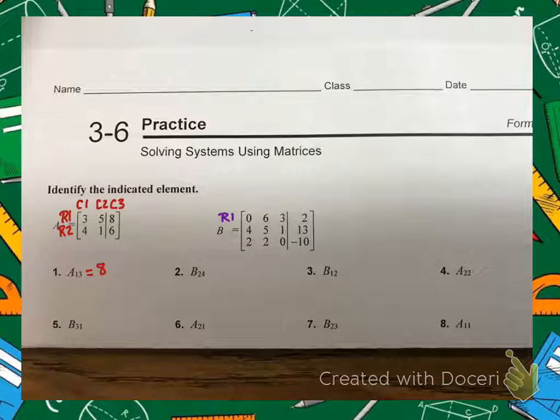Okay, the second one is B24. So we've got our rows, and we're going to indicate our columns here. Then we're going to look for row 2, column 4. So B24 is 13.